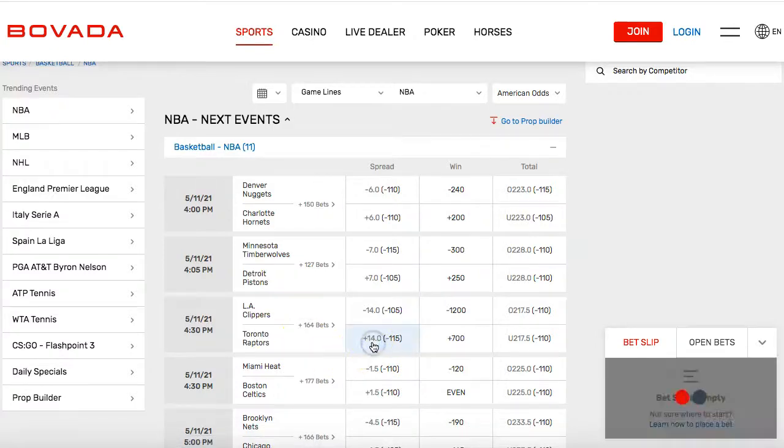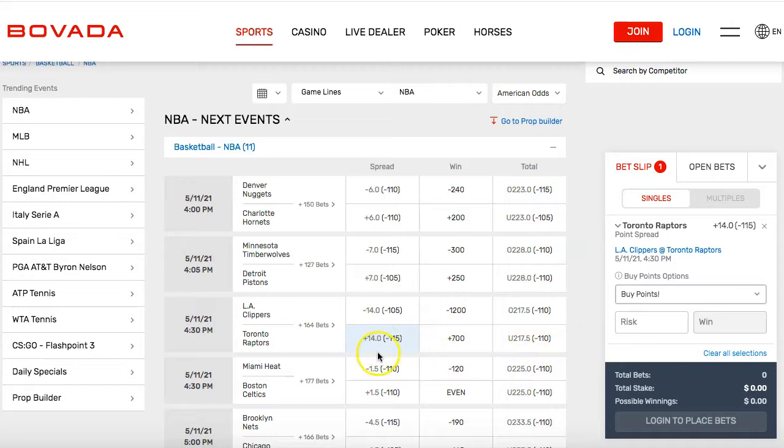So you could pick them over here. They're a +14. They're the underdogs. So when there's a plus, it means they're an underdog. So you risk, let's say you're putting $1,000 in over here. You would win $869 as long as the Toronto Raptors don't lose by more than 13 points. Okay, so hopefully that makes sense.